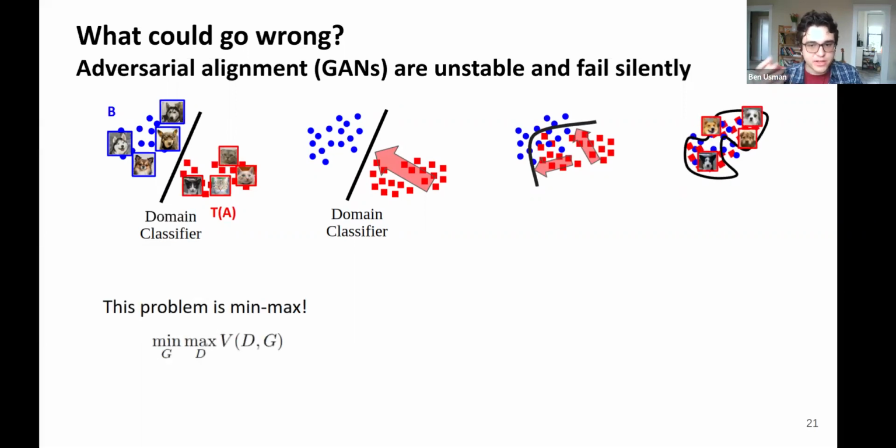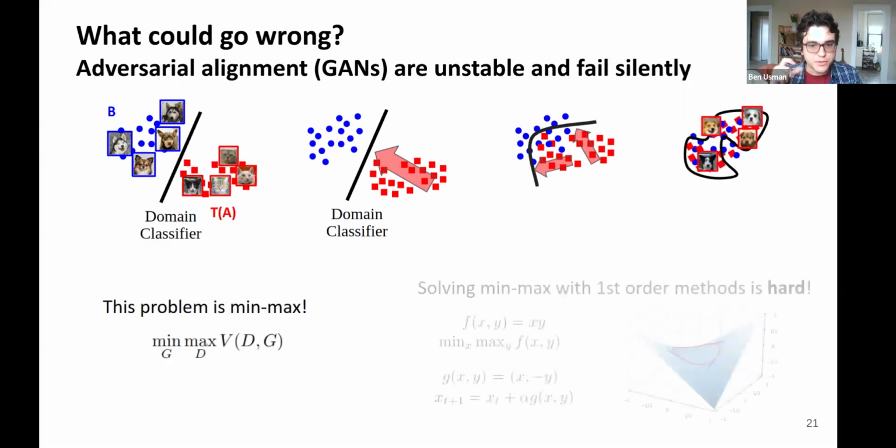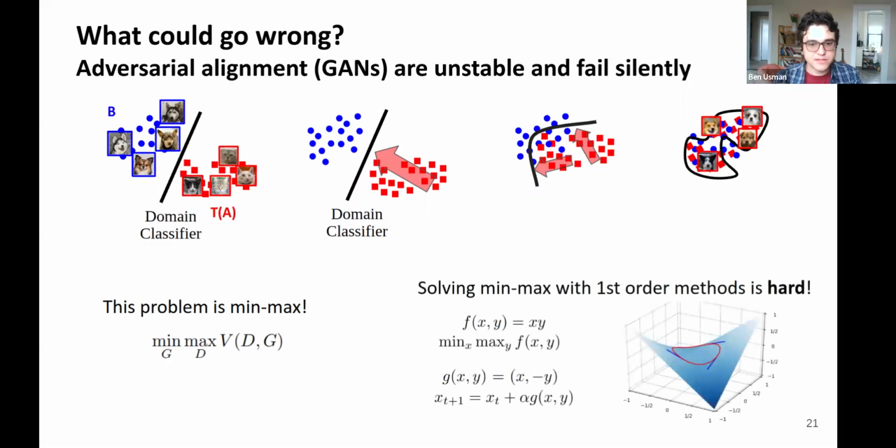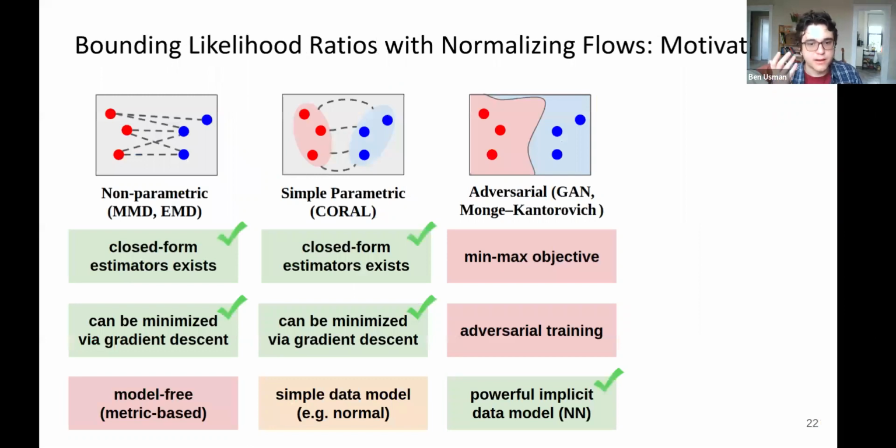Unfortunately, though, this type of alignment involves solving a min-max problem, and solving these kinds of problems with first-order methods is hard even for a simple toy problem illustrated here, let alone for complex objectives involving complex neural networks. So to sum up, non-parametric and simple parametric models, such as distances between Gaussians, are easy to optimize, but they fail to align complex distributions in higher dimensions, whereas adversarial methods learn to respect the structure of datasets correctly, but unfortunately result in min-max problems that are hard to solve and cause instability.